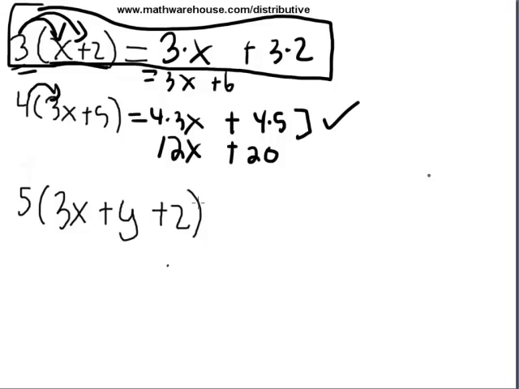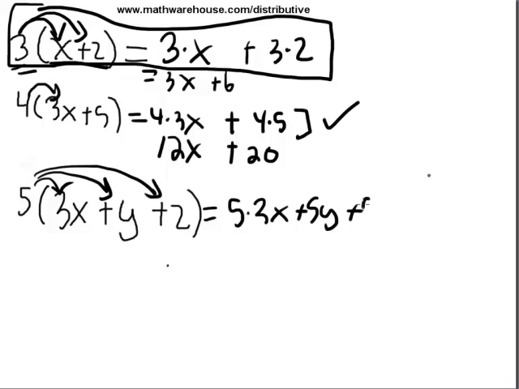You can distribute over as many terms as you want, right? So here there are 3 terms, 3x plus y plus z, and we're going to distribute the 5 to all of them. So it will become 5 times 3x plus 5 times y plus 5 times z. And if you want, you can simplify it: 15x plus 5y plus 5z.